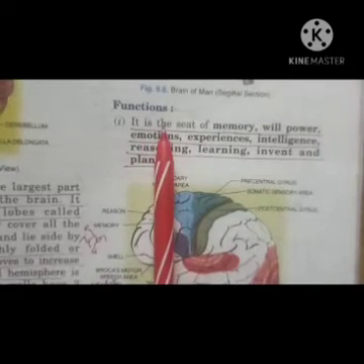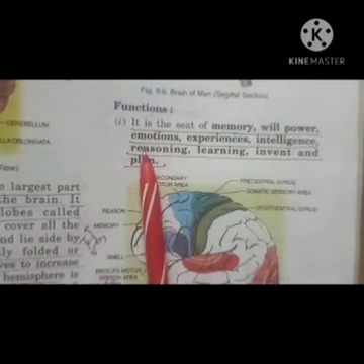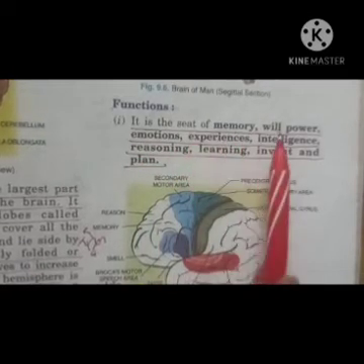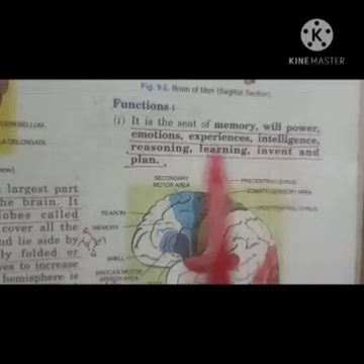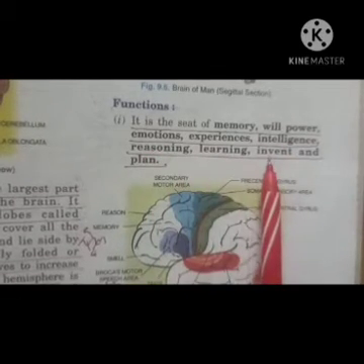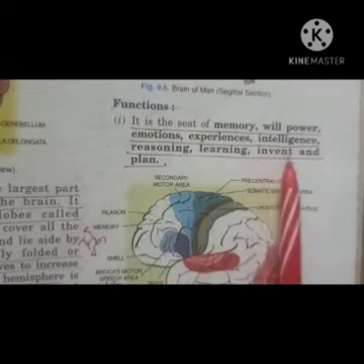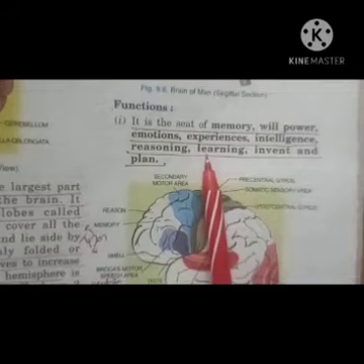Next is the functions of cerebrum, and learn these functions by heart. So what are the main functions of cerebrum? It is the seat of memory, willpower, emotions, experiences, intelligence, reasoning, learning, invention and planning. They all are controlled by the cerebrum part of the brain.